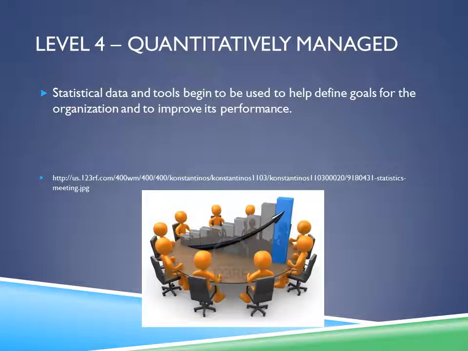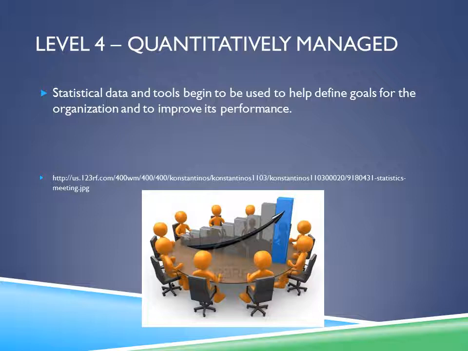So the next level is level 4, quantitatively managed. And in this level, statistical data and different tools begin to be used to help define and set goals for the organization to help improve its performance. So an example could be a goal to ensure that all projects are delivered by a certain deadline, such as 2 months before the deadline and within 10% of their budget. And if the projects fall outside of these goals, a review might be held to decide whether they should continue or not with the project. And the picture below helps to give you a better picture of this.